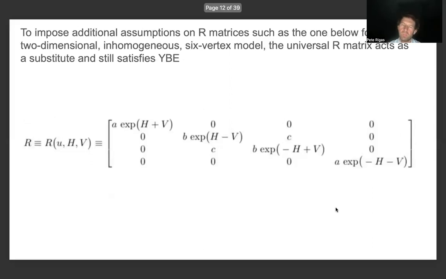And to impose additional assumptions on the R matrices, such as the one below for the two-dimensional and homogeneous six-vertex model, the universal R matrix acts as a substitute, and it still satisfies the Yang-Baxter equation, but it's given instead of a more simple 4x4 matrix representation that's given by the two-dimensional and homogeneous six-vertex model. We define it in terms of a product, like we had mentioned, of q-exponentials and other combinatorial terms for a total of 4 terms in the factorization of the universal R matrix.